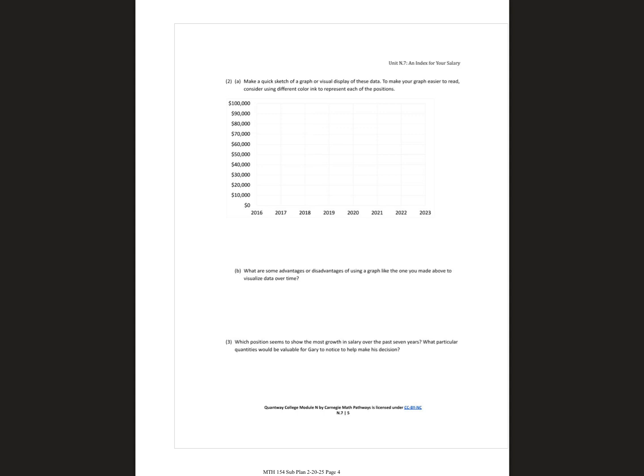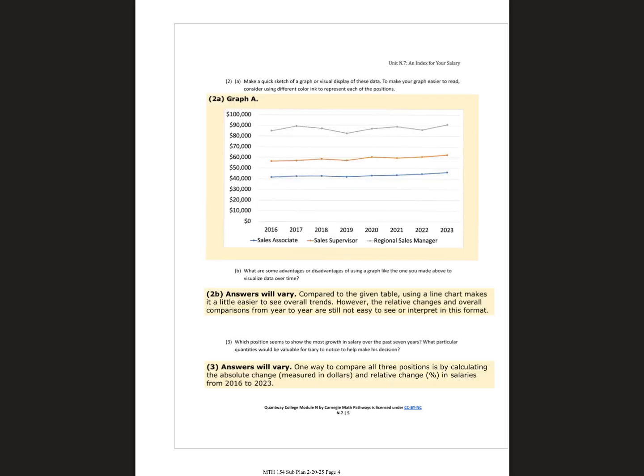Question 2 suggests making a quick sketch of a graph or visual display of the data. To make your graph easier to read, consider using different colored ink to represent each of the positions. And we graph it. We're going to do a line for each of those different types of positions. Here is an example of a graph for that data where I did the sales associates in blue, the sales supervisor in orange, and the regional sales manager in gray.